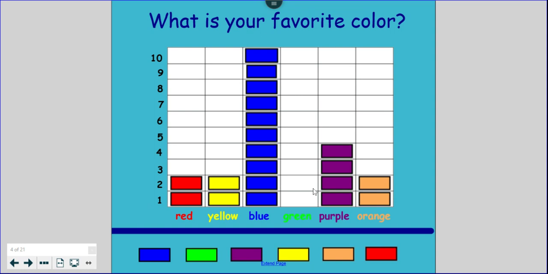What color has less than 2? You're right, green, because green has 0. And 0 is a smaller number than 2. So if I ask you, which color did the least people choose? You could tell me green, because green has 0. Very good, friends.